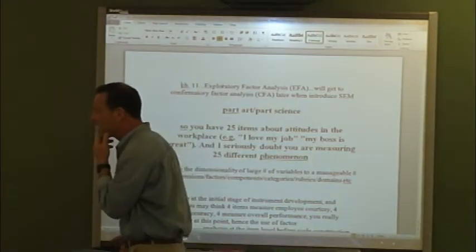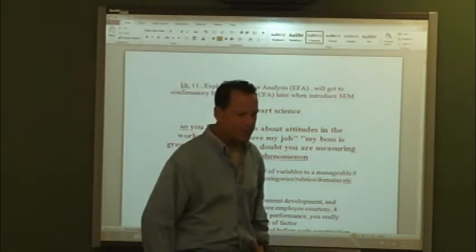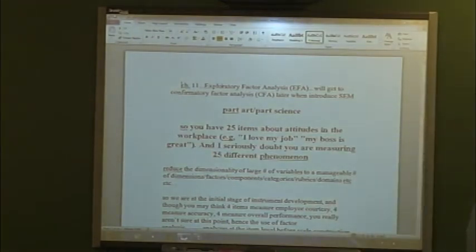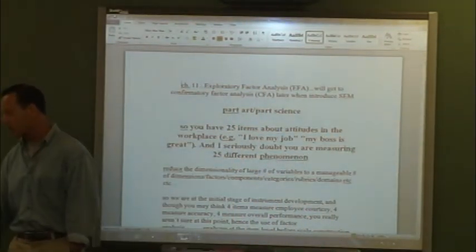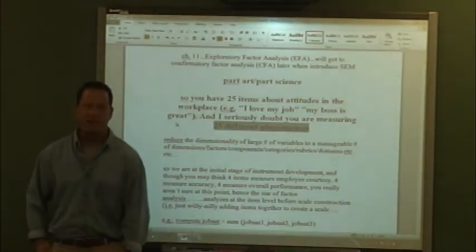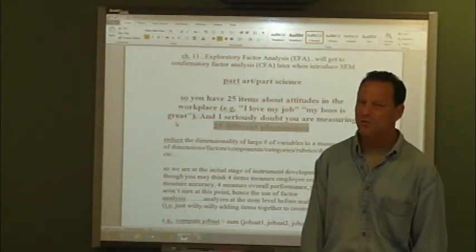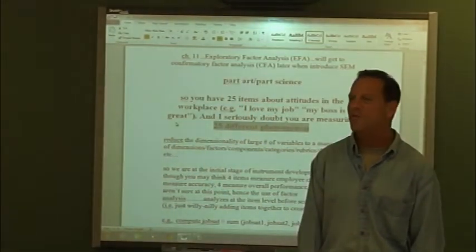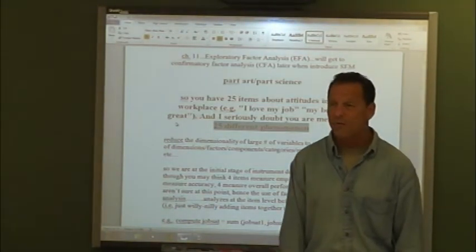So, which means you may have to look at exploratory or confirmatory factor analysis. Confirmatory is just really a much stronger form of evidence of your instrument. But let's say you have 25 items about attitudes in the workplace. Things like, I love my job, my boss is great. I seriously doubt you're measuring 25 unique and different phenomena. I doubt you're measuring 25 different constructs, 25 different domains. There's probably a few, 3 or 4 or 5.